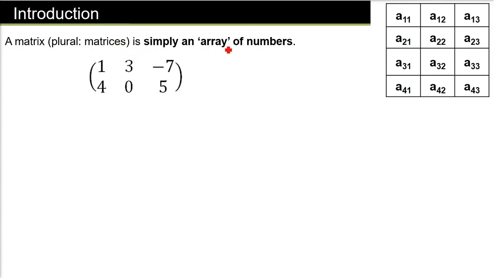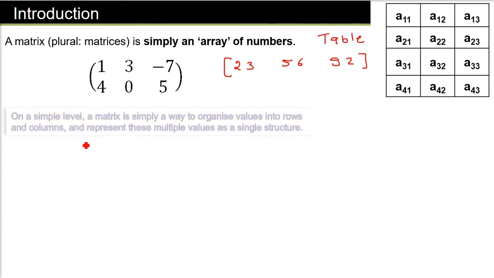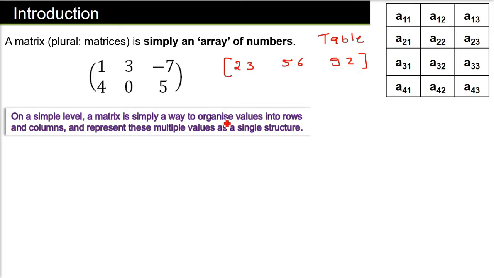And this is nothing but simply an array of numbers. That is, if I write these numbers 23, 56, 92, and I just make a square bracket or a round bracket, we call this list or the arrangement of numbers. The arrangement of elements, items, this will be called a matrix. Or you can just say the matrix is nothing but a table. That is, a table has rows and columns.